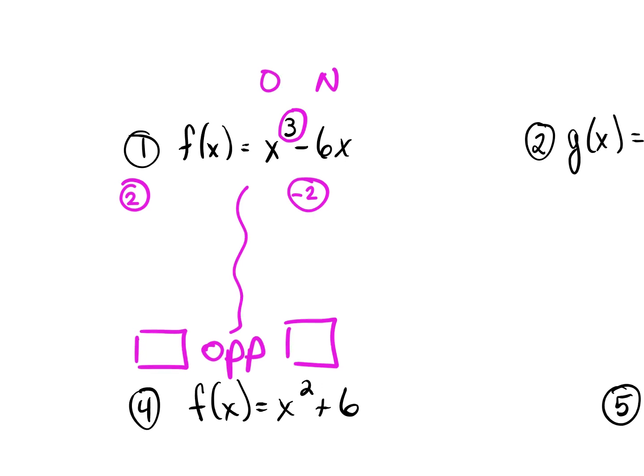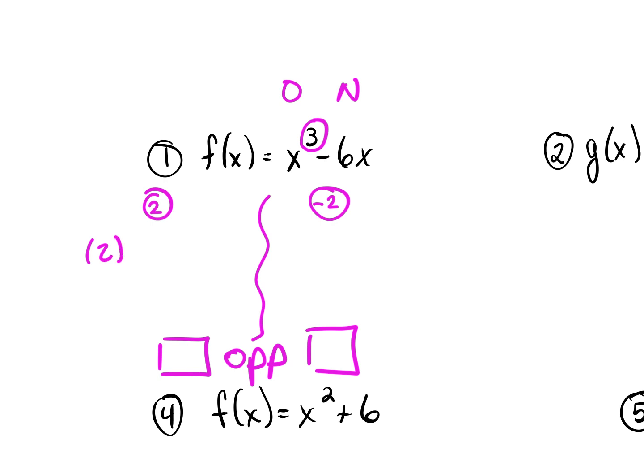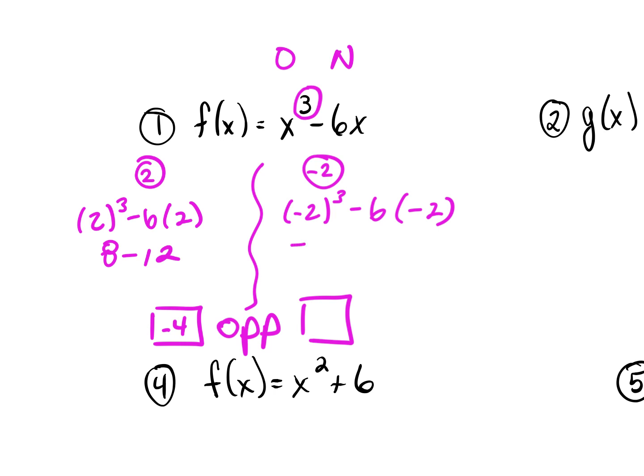So now we just do a little basic math here. I have 2 cubed minus 6 times 2. Well, 2 cubed is 8 minus 12. What's 8 minus 12? Negative 4. Good. So over here, I have negative 2 cubed minus 6 times negative 2. What's negative 2 cubed? Negative 8. Negative 8 plus 12. What's negative 8 plus 12? Positive 4. Negative 4 is the exact opposite of positive 4, yes? So this function is odd, there you go.